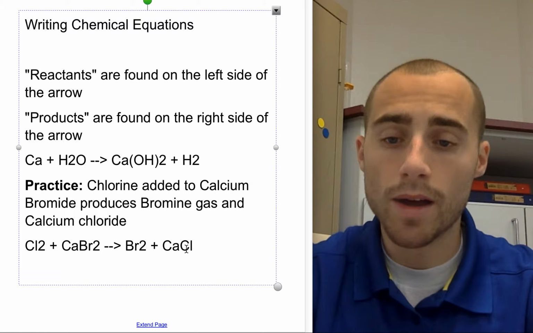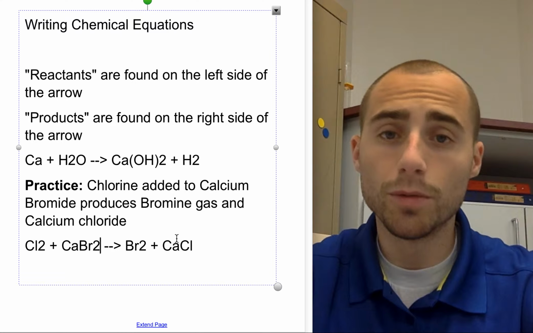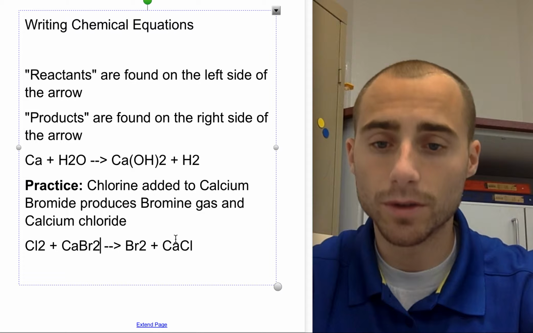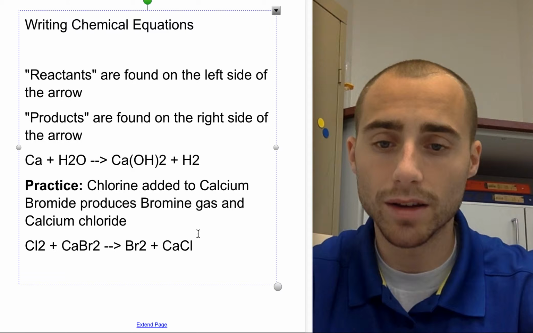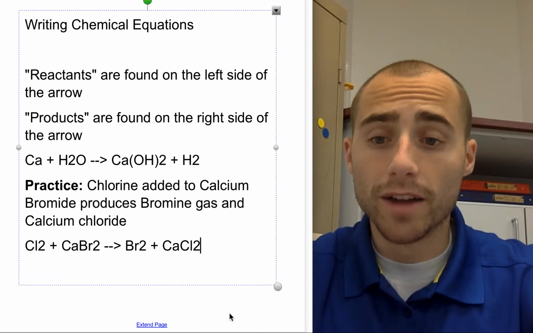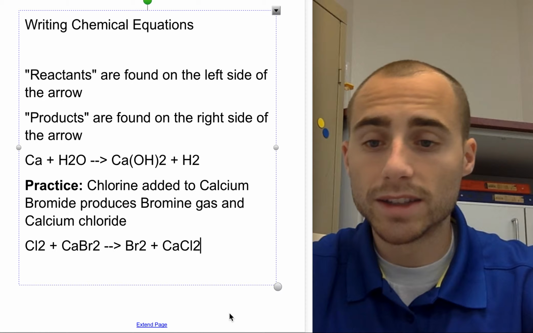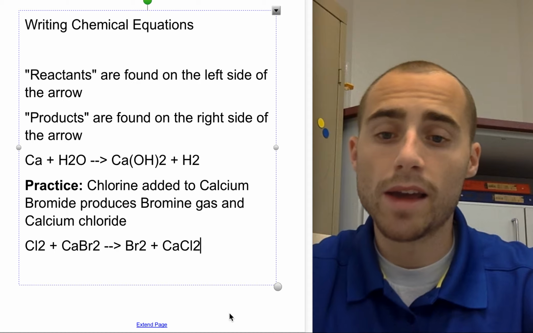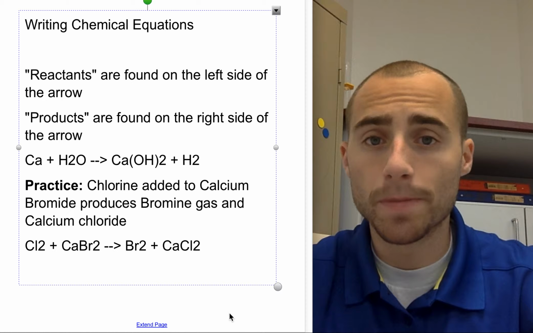CaBr2. And then over here, calcium again 2+, chlorine again 1-, so I'll take the 2 from calcium and bring it down here, the 1 from chlorine and bring it down here. So that should be your final answer right there. Cl2 plus CaBr2 produces Br2 plus CaCl2. That should be your answer.